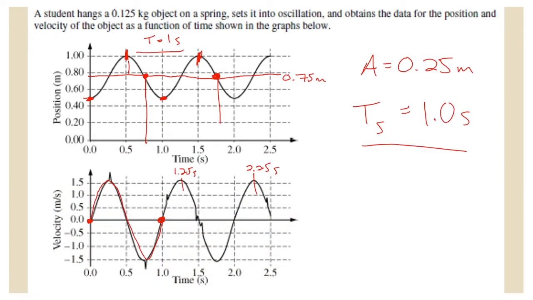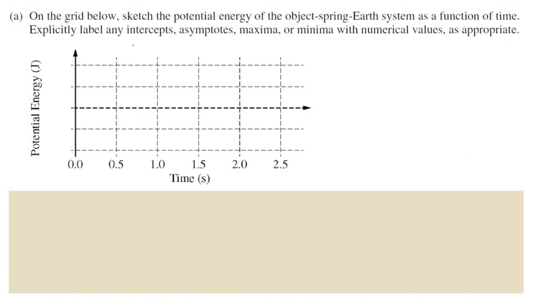The first thing that should be noted here is the mass of the object is given in the problem as 0.125 kilograms. And of course, we just determined the period was 1 second. So in our list of knowns here, we'll write the mass is 0.125 kilograms. We'll write the period is 1.0 seconds.